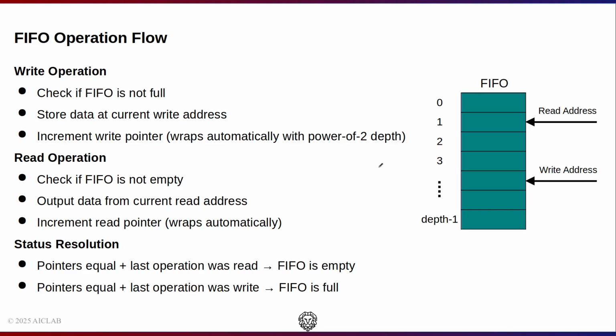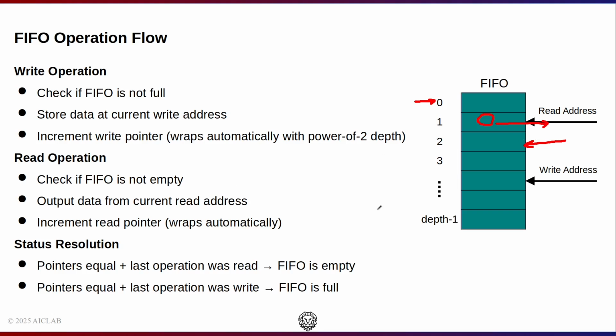Now let's look at the read operation. Initially, the read address is set to 0. During the read operation, it checks if the FIFO is not empty. Then it outputs data from the current read address. So the data in this location goes to output. After that, the read address is incremented by 1. So here is the read pointer.